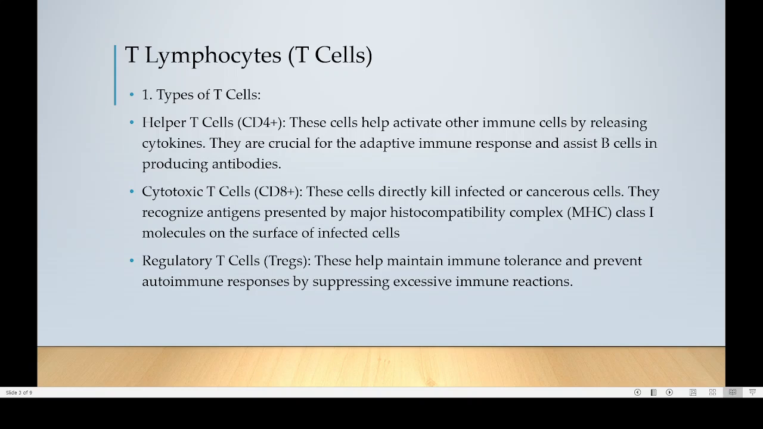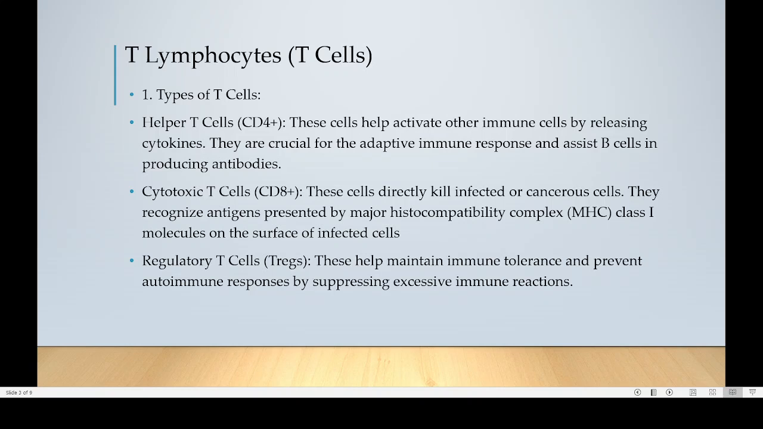So here you can see there are 3 different types of T lymphocyte: helper T cell, cytotoxic T cell and regulatory T cell. And each will be also known by other name. For example, in the case of helper T cell, they are also known by the name CD4 plus cell, then cytotoxic CD8, and regulatory cells are also known as Tregs. So coming to the first one, there is helper T cell. These cells activate other immune cells by releasing cytokines. So this is how they are working.